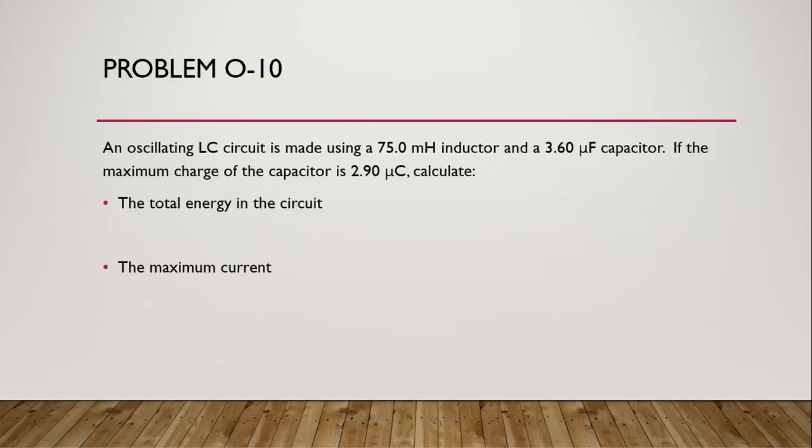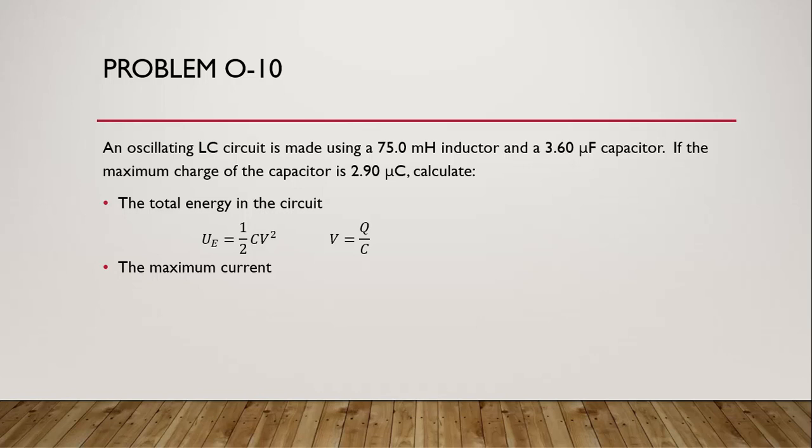So let's say we have an oscillating LC circuit made of a 75 millihenry inductor and a 3.6 microfarad capacitor. And we want to know, if the maximum charge on the capacitor is 2.9 microcoulombs, the total energy in the circuit and the maximum current. Well, the easiest way to calculate total energy in the circuit would be to figure out what happens if the capacitor is fully charged?